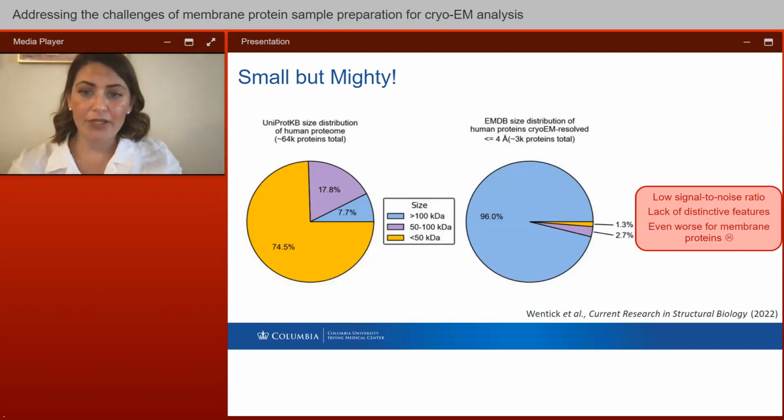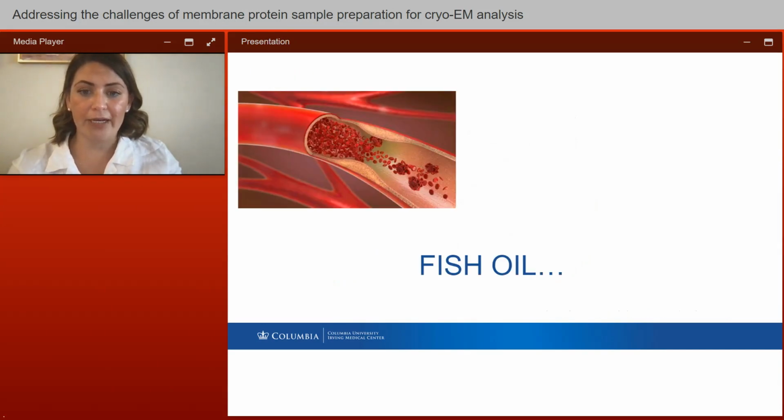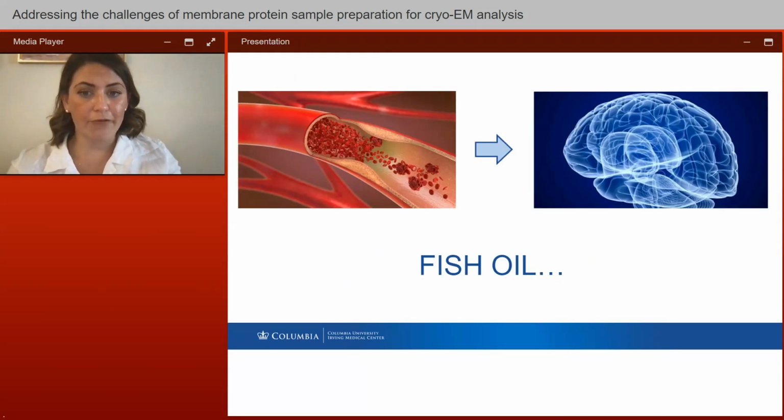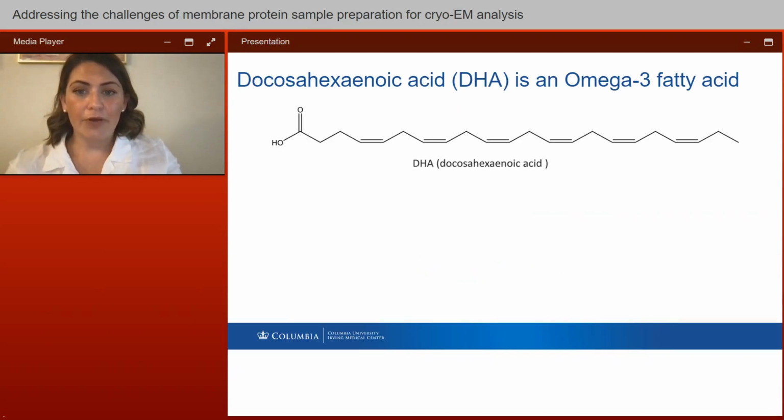So today I'm going to talk to you about how I overcame some of these issues using antibody binding technology to determine the structure of a small membrane protein that transports fish oil from the blood into the brain. We've all heard of fish oil, we've all been told it's good for us, but what exactly is it, what does it do, and how does it get to where it's needed in the body? So fish oil is made up of 3 different types of omega-3 fatty acids, and the one that I'm going to talk to you about today is called docosahexaenoic acid, or DHA.